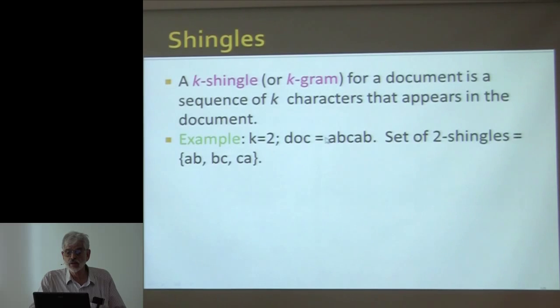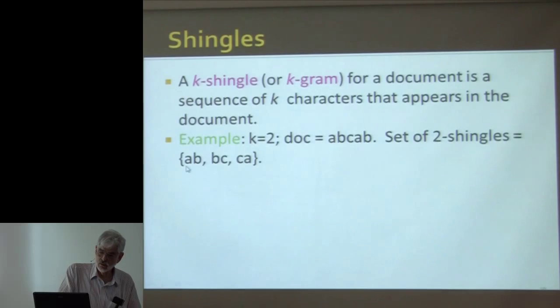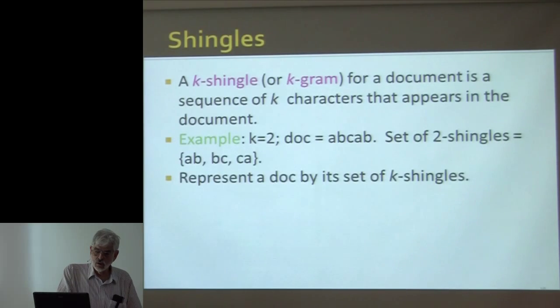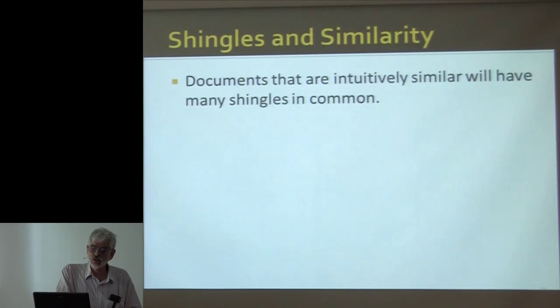So you've got AB appears consecutively, you've got BC, you've got CA, and you've got AB again. So the set of shingles from this document is these 3. The set of k-shingles is the representative of the document. So now we can forget about documents, we're just talking about similarity of sets.